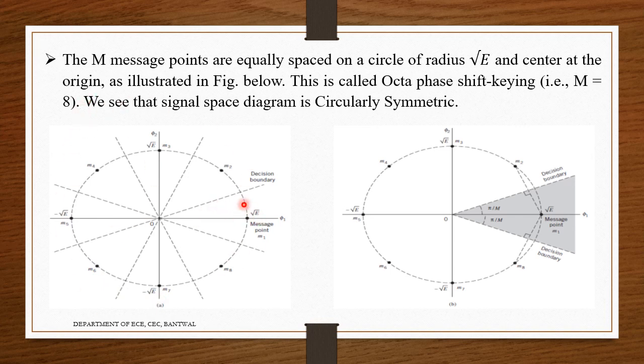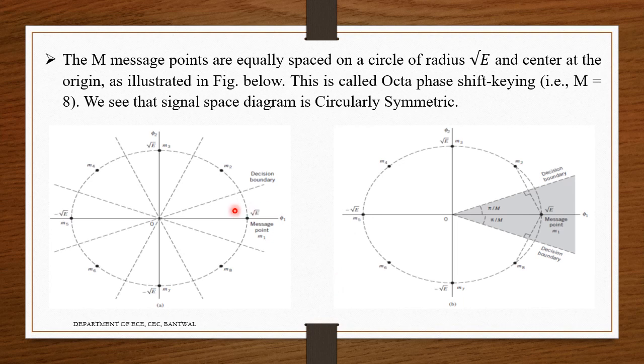If m is equal to 16, again it will get classified. And here between message point 1 and message point 2, this will be the decision boundary, and between message point 2 and message point 3, this is the decision boundary. And the amplitude, that is the square root of the energy of the signal, will be the radius of the circle. And look here, that is how we call π by m, the function that makes the decision boundary between the message points.